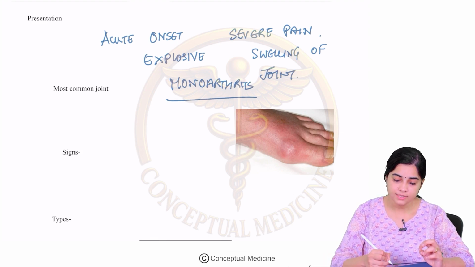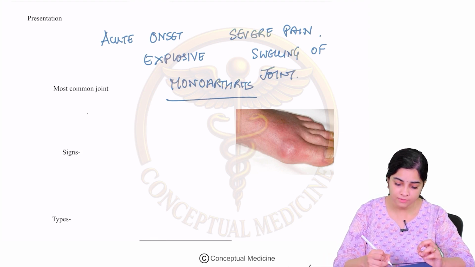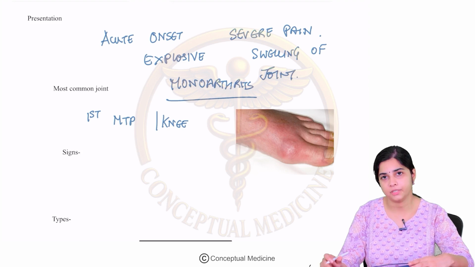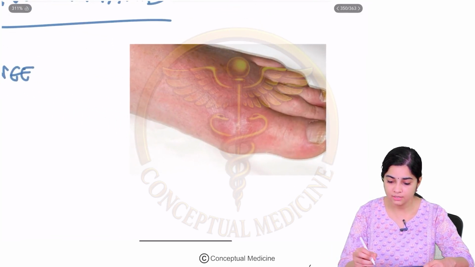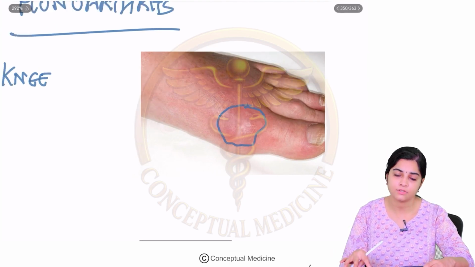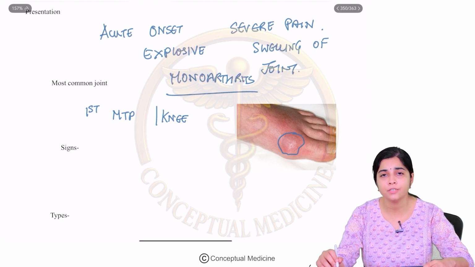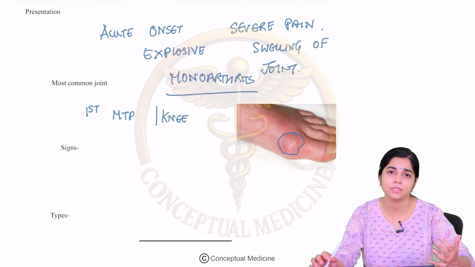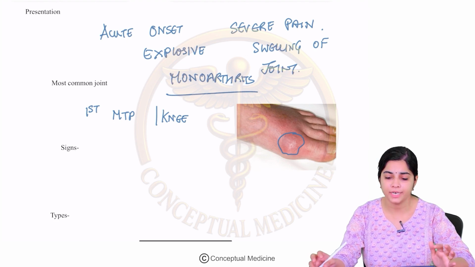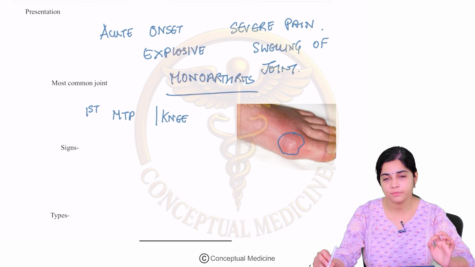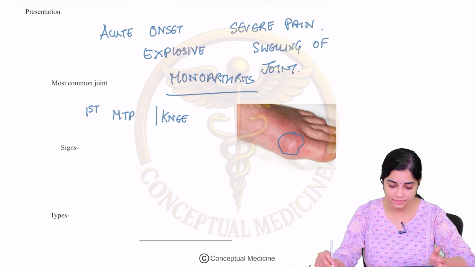Okay, so what is the most common joint that is involved? It is usually the first metatarsophalangeal joint, sometimes the knee, sometimes the ankle, all of it can be involved. So can you see here that there is a redness and swelling of the first metatarsophalangeal joint. So most of the time these gouty arthritis patients are usually fine when they go to bed and they get up with a swollen toe, right? So there is acute onset explosive painful swelling which is monoarthritis, right?